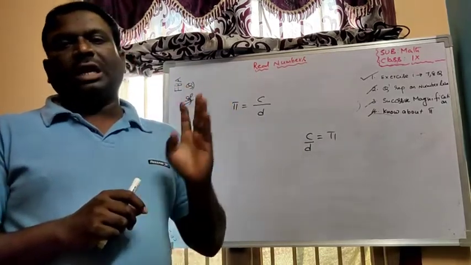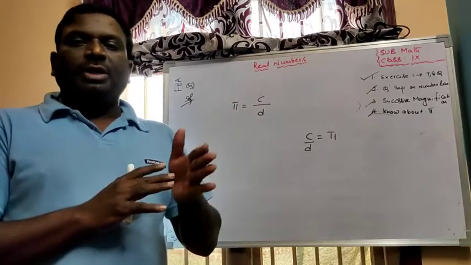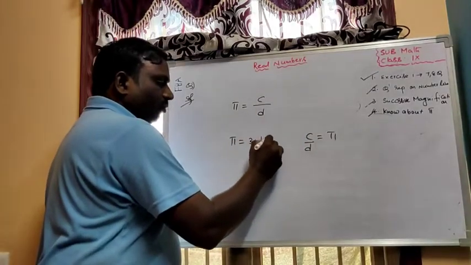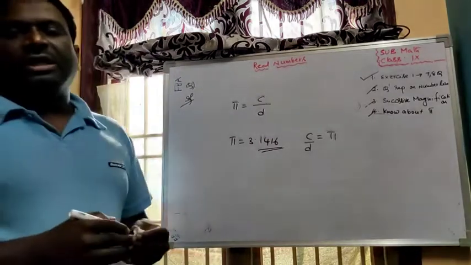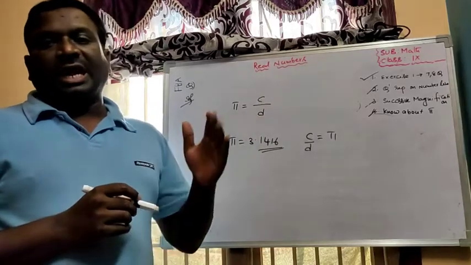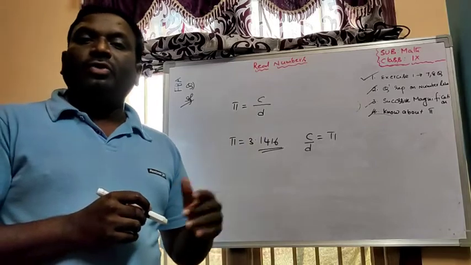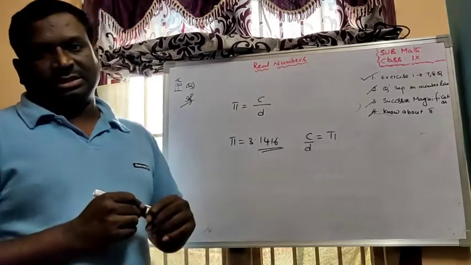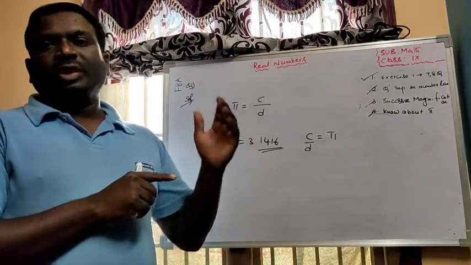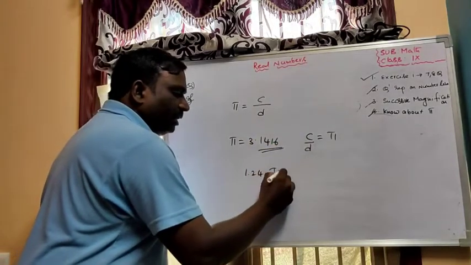Aryabhatta found the pi value, that means 3.1416, up to 4 decimal places. Archimedes was the first founder of pi. After that, Aryabhatta found the pi value 3.1416, up to 4 decimal places. Next, using high-speed computers and advanced algorithms, pi has been computed to over 1.24 trillion decimal places.